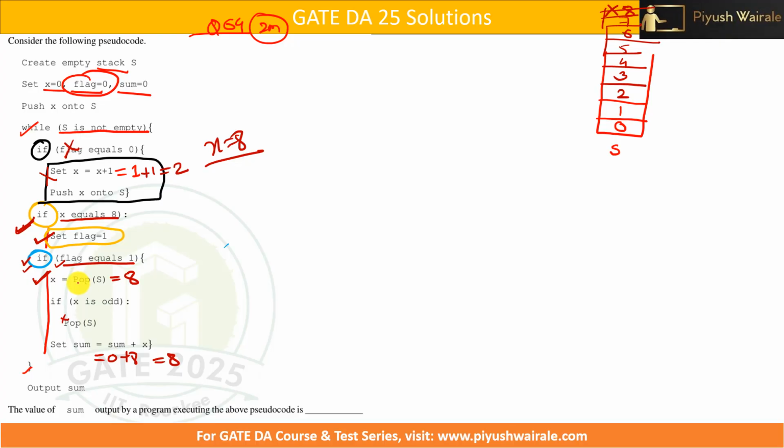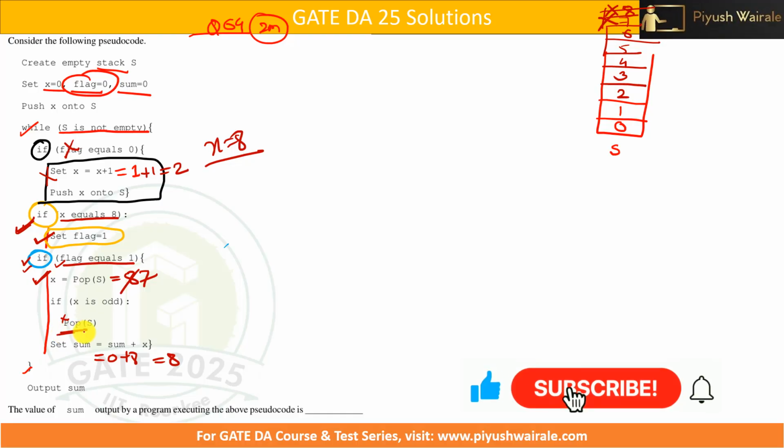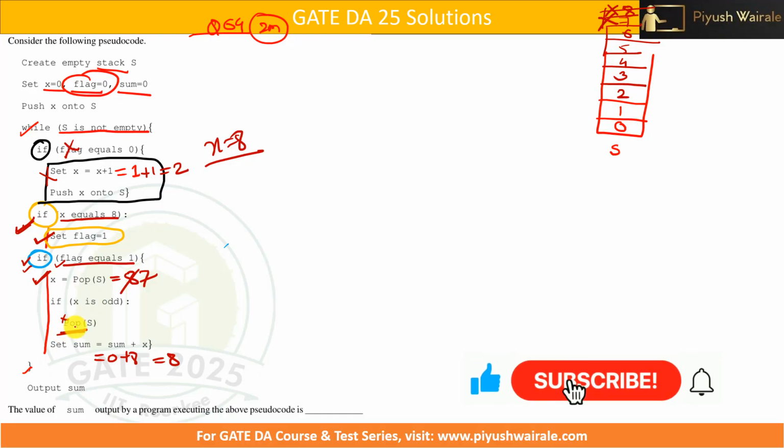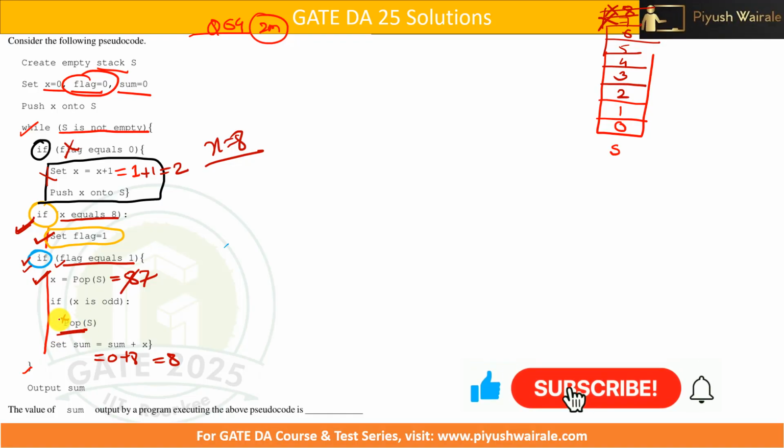So next element is what? The top element is 7, so we are going to remove 7. So here x will be 7. Now we are going to check x is odd, that is x equals 7 is odd. Yes, that is true. Then we have to pop s. Pop s means again we are going to pop one more element after popping 7, that is basically 6, right?